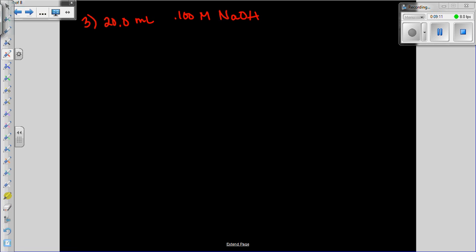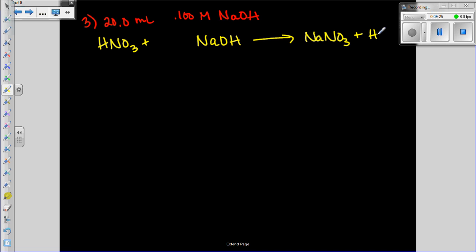All right, so once again, we need to write our balanced equation. So we've got our nitric acid plus our sodium hydroxide is going to sodium nitrate, which we know is a spectator and we're not going to worry about, and water, and we're not going to worry about that either. I'm going to draw the fence just because we're used to that. And then I have initial, change, and final.